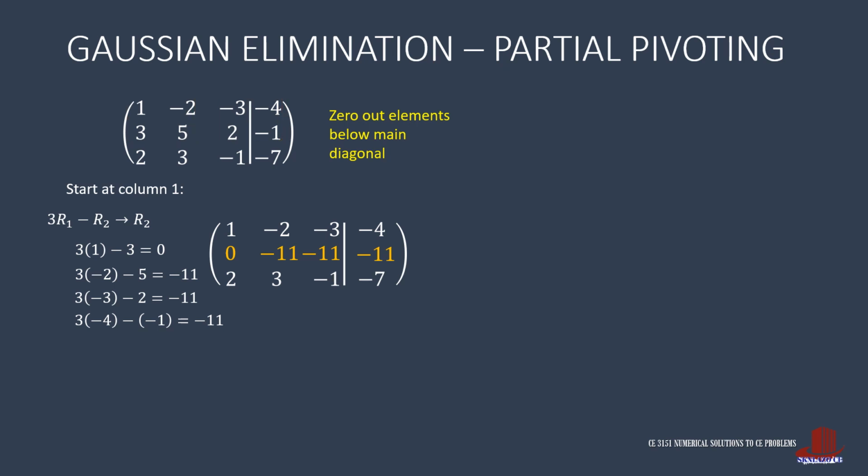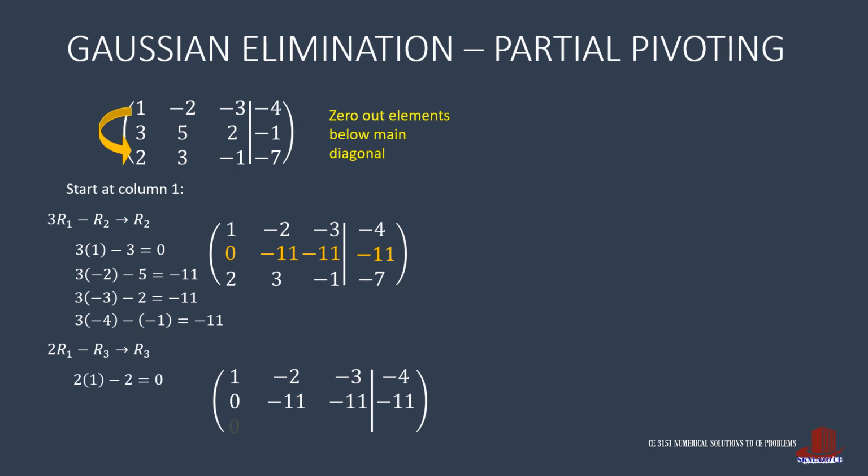Eliminate the third element in the column with the row operation twice of row 1 minus row 3 as the new row 3. The first element is taken from twice of 1 minus 2 as 0. Thrice of negative 2 minus 3 is negative 7 for the second element. The third has twice of negative 3 minus negative 1, which makes negative 5. Then the last element has twice of negative 4 minus negative 7 as negative 1.